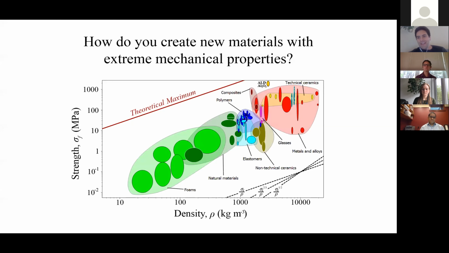So this is an Ashby plot. You may or may not have seen one of these before, a material property plot. This particular one is strength versus density. So you can see here, strength is on the y-axis, density is on the x-axis. Here we have strong, heavy stuff, ceramics, metals. In the middle, it's lighter, weaker stuff, polymers and elastomers, then foams all the way down here.